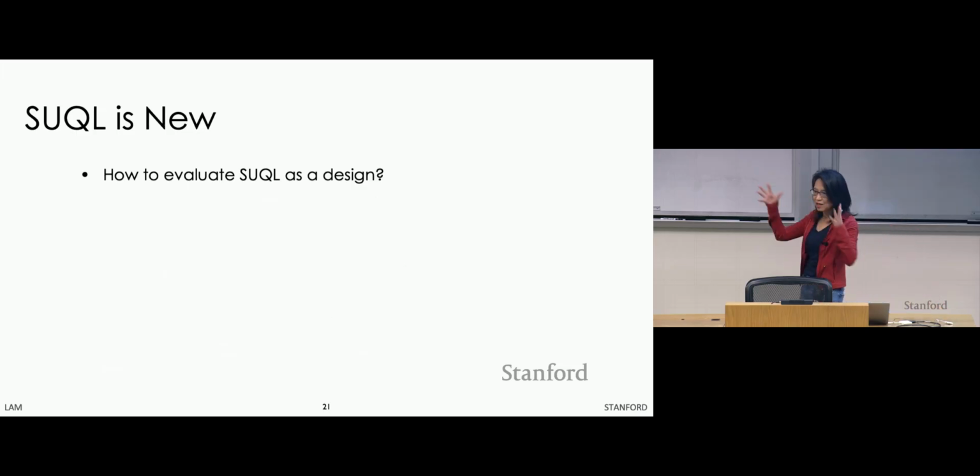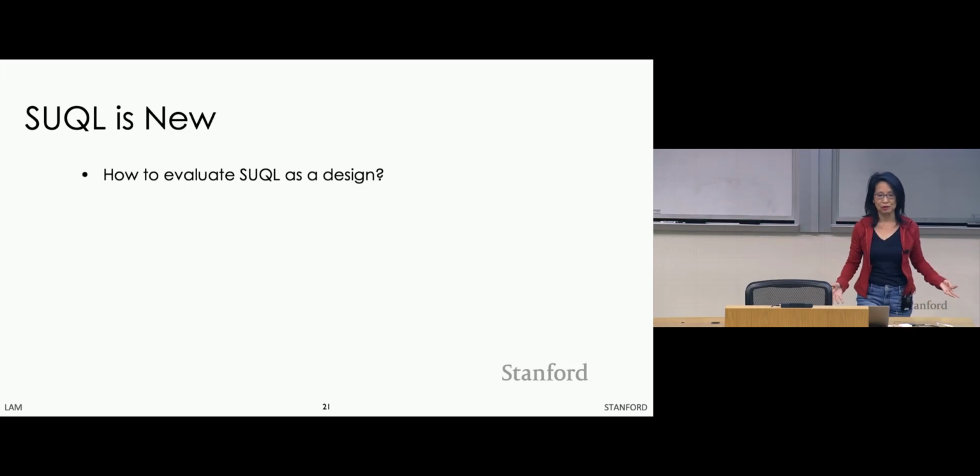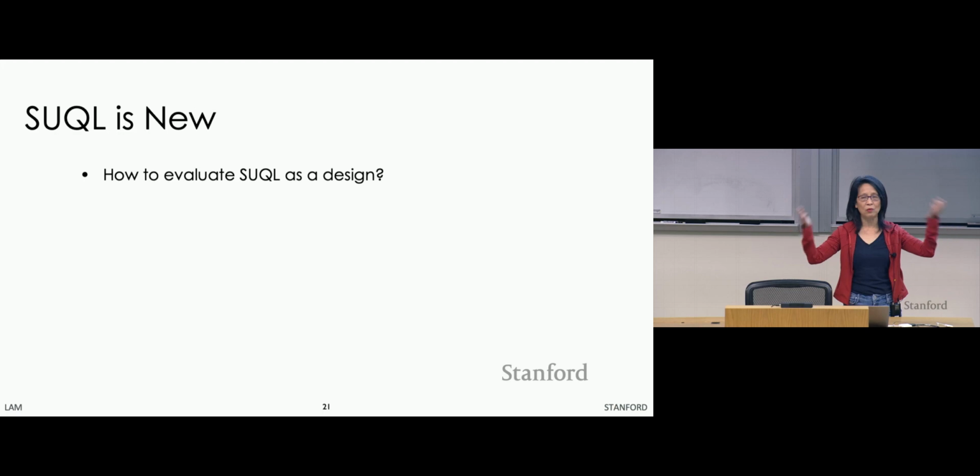So these are the potential advantages, but SUQL is new. How do you evaluate SUQL as a design, as a proposal? What do you worry about? You know what SUQL does. What do you worry about? What do you want me to tell you to convince you to use SUQL, in other words?